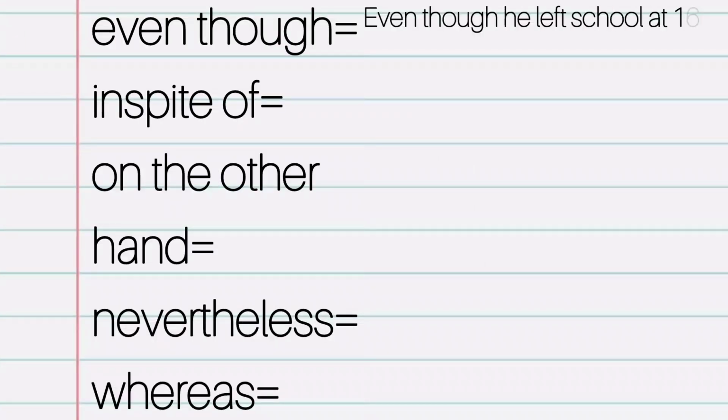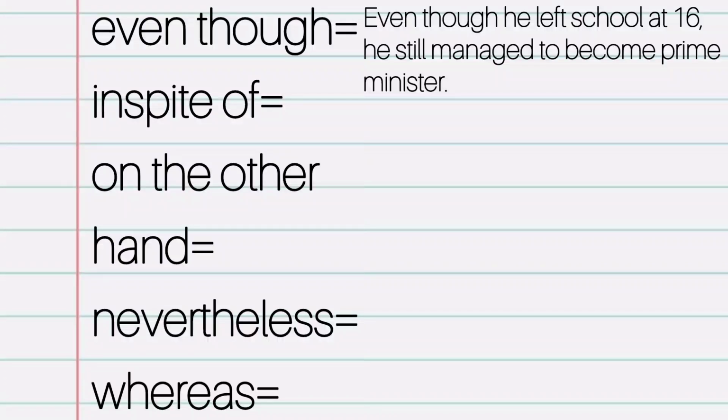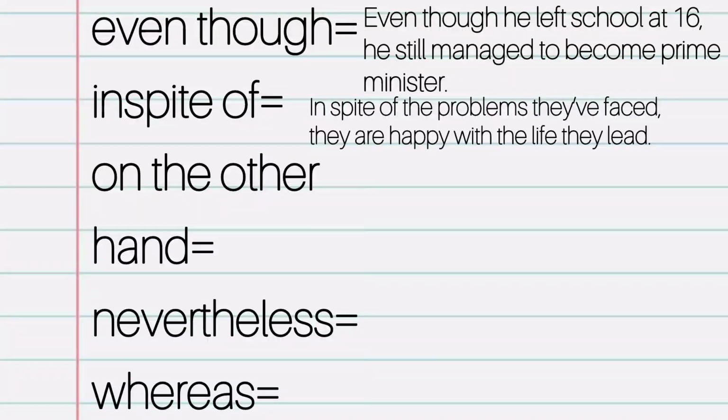Intermediate words. Let's start with even though. Even though he left school at 16, he still managed to become prime minister. Guys, even though it's just like although. Although he left school at 16, he still managed to become prime minister.